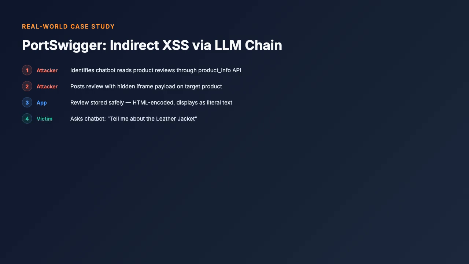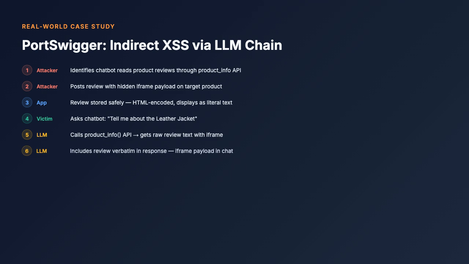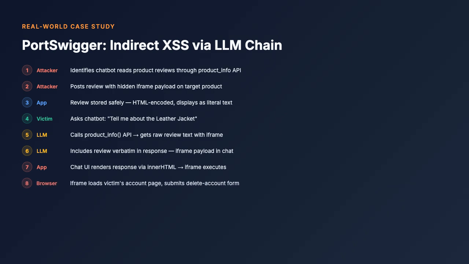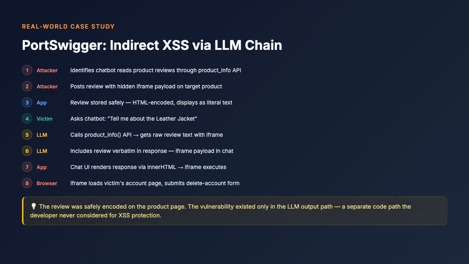Then the victim asks the chatbot about that product. The LLM retrieves the raw review text through the API, includes it verbatim in its response, and the chat UI renders it with innerHTML. The iframe executes in the victim's browser, loads their account page, and submits the delete account form. The critical lesson: the review was safely encoded on the product page. The vulnerability existed only in the LLM output path, a completely separate code path the developer never considered for XSS protection. 2 features sharing the same data, one unsanitized output path, and the entire defense collapses.